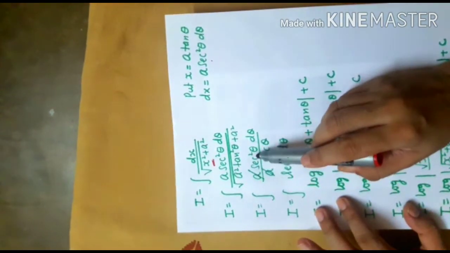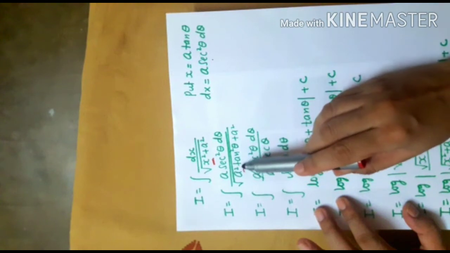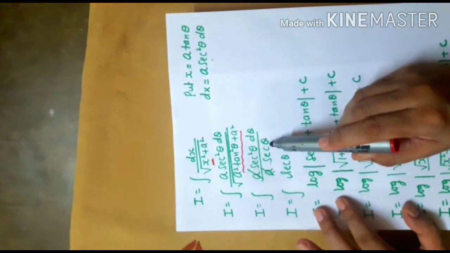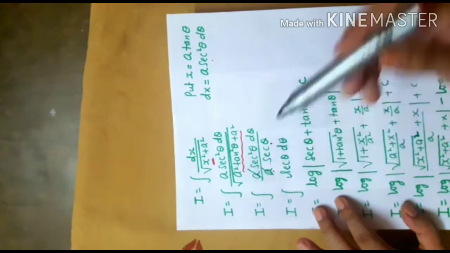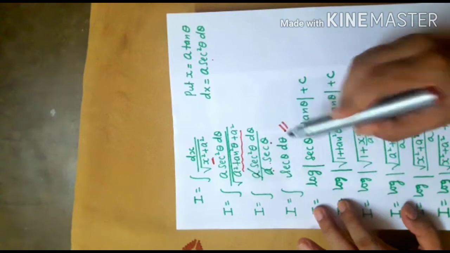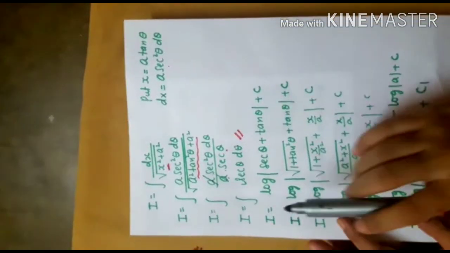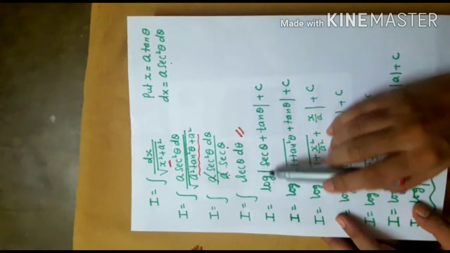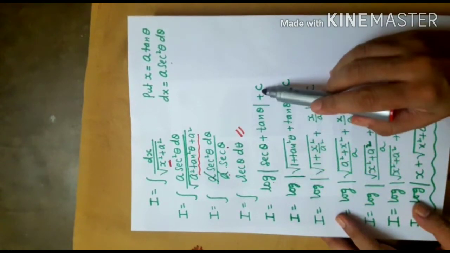This is a secant square theta d theta. On simplifying this, I'll get a into secant theta. This will get cancelled out and I'll get integral secant theta d theta. Now as done in the last question, integral secant theta d theta will be log secant theta plus tan theta.